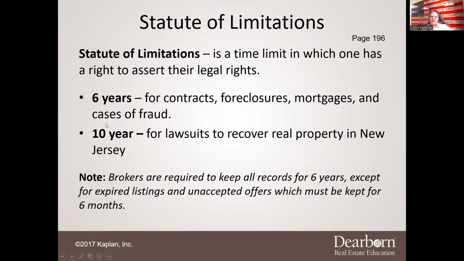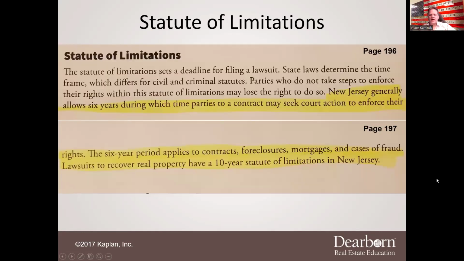All right, but you need to know statute of limitations, 6 years and 10 years. You may get a question on the exam about this, probably. I know you'll get one on an exam sooner than later, but maybe you may get one on the later contract as well, or test. So let's do the highlights now, page 196 and page 197 about the statute of limitations.